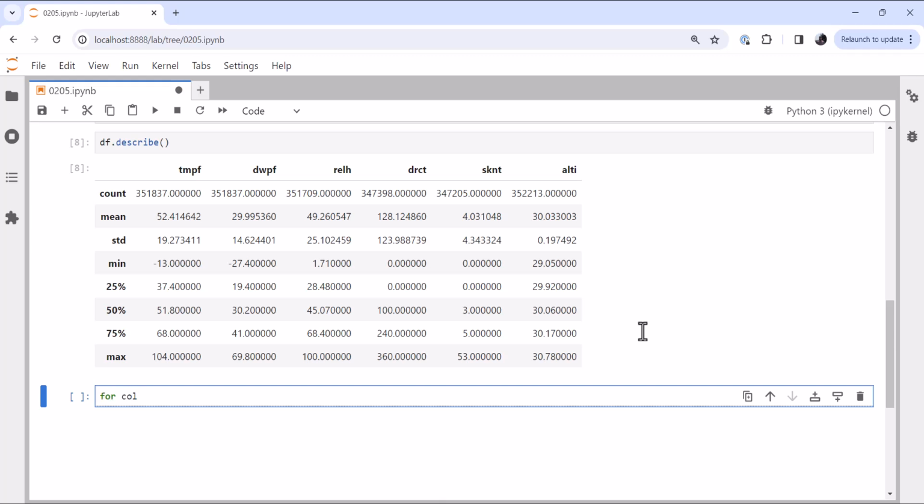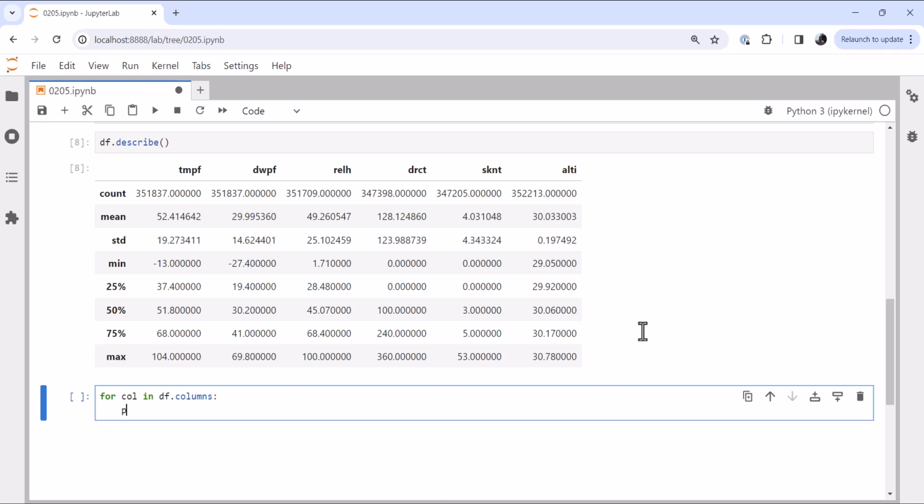So I'm going to write a little loop: for col in df.columns, I'm going to print the column name, and then I'm going to print how many missing values I have. The length of df.index is how many rows are in that data table. I'm going to subtract the column, how many things are there.